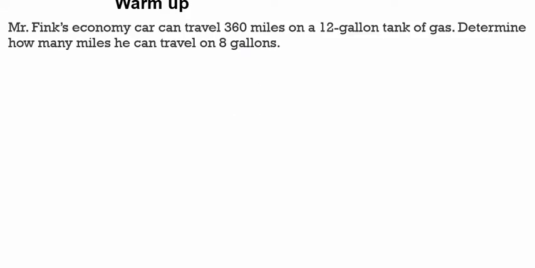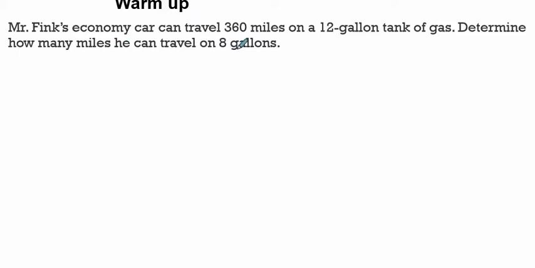All right, we are going to continue working with ratio tables today, but we're just going to add a little bit to it. So the first thing I'm going to do is just review what we have worked with before. So I'm going to do one problem with you. Mr. Fink's economy car can travel 360 miles on a 12-gallon tank of gas. Determine how far he can go with 8 gallons.